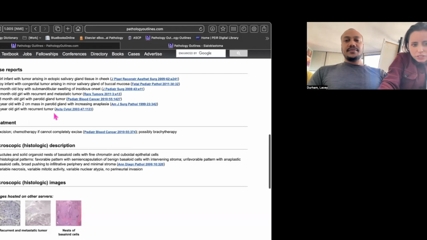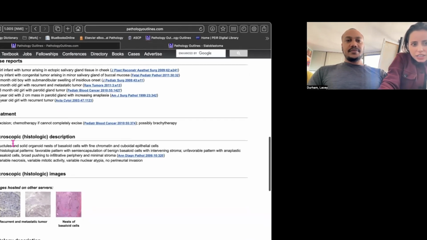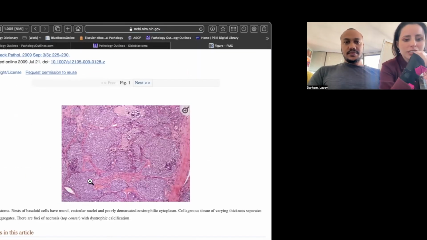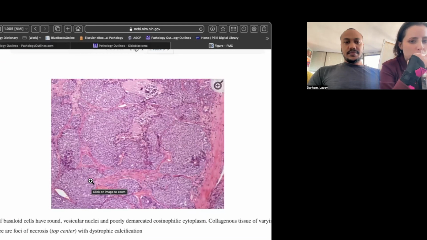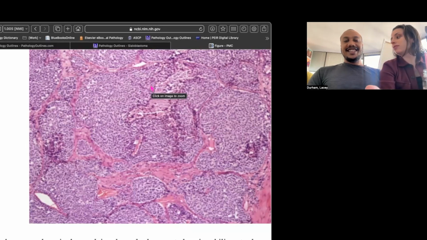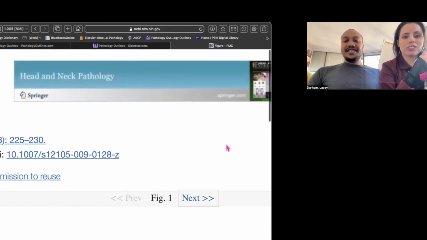The microscopic said ductules and organoid nests of basaloid cells with fine chromatin and cuboidal epithelial cells. And then this, sialoblastoma: nests of basaloid cells with vesicular chromatin. This looks like glomus tumor to me. Yeah, it does. It's difficult.